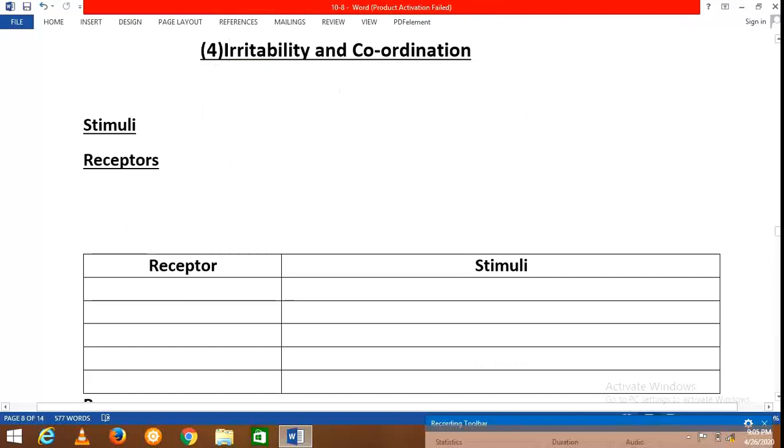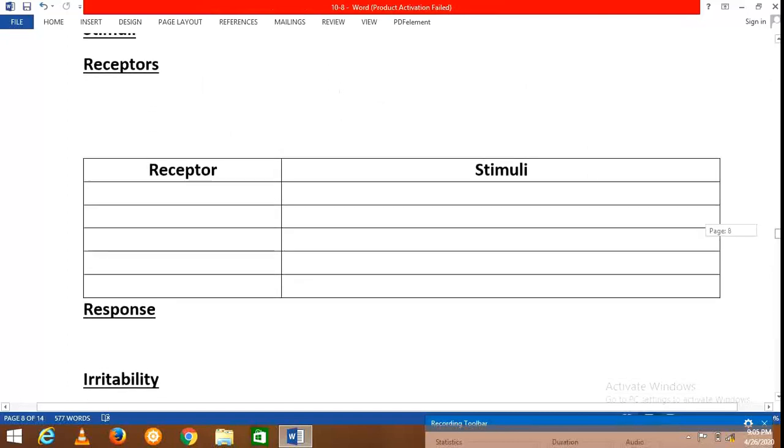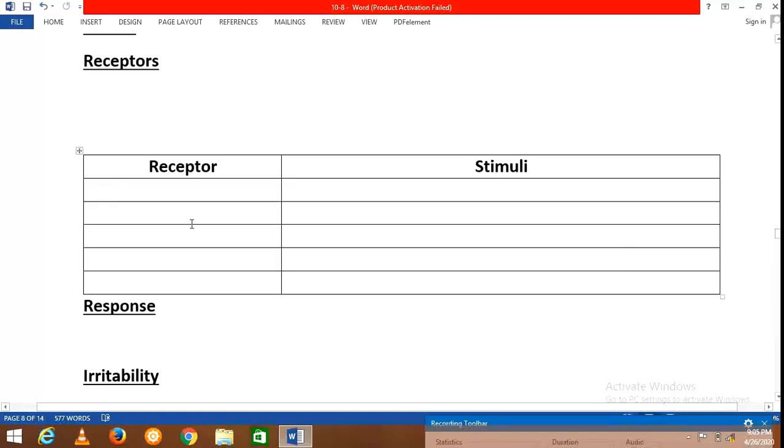Then we have defined stimuli and receptors. Here you can mention the names of receptors. If we take ears, the stimulus is sound; eyes, light; skin, there are several stimuli: vibrations, heat, pressure, touch, likewise pain. Then if we take the nose, smell; tongue, it is the taste.